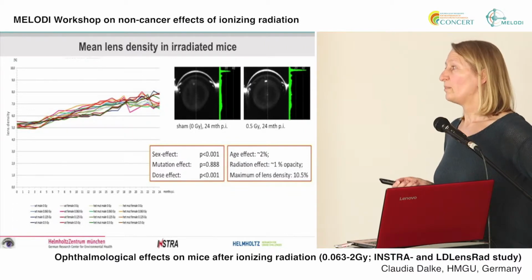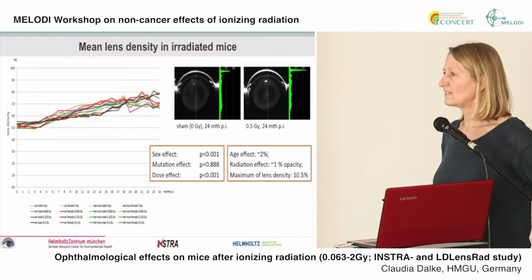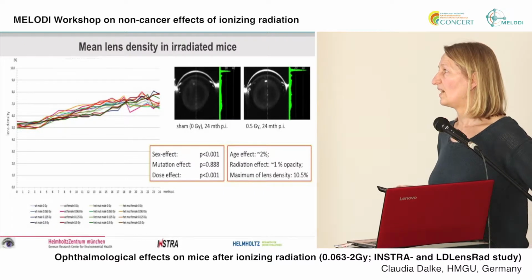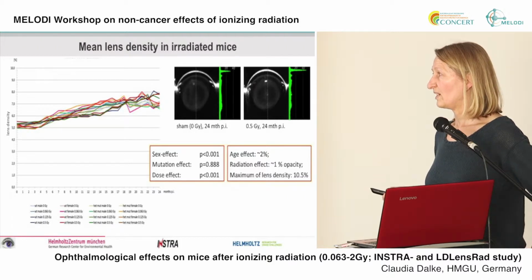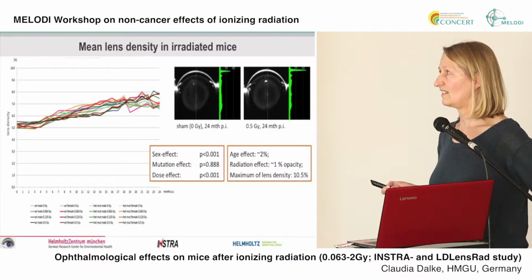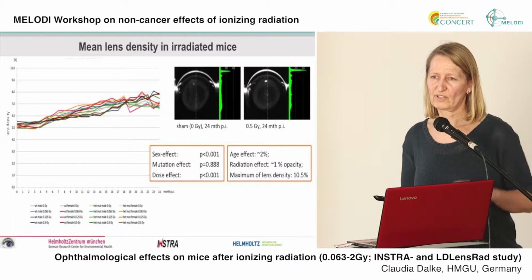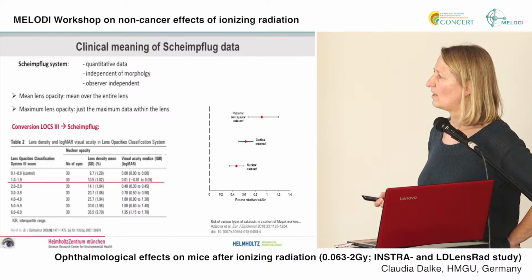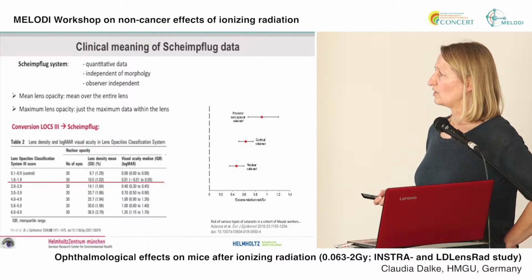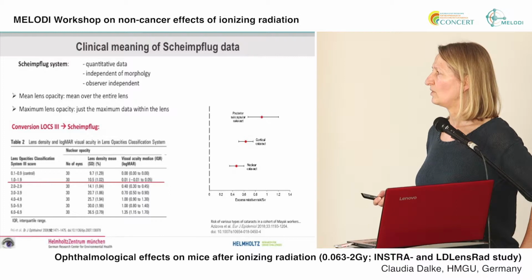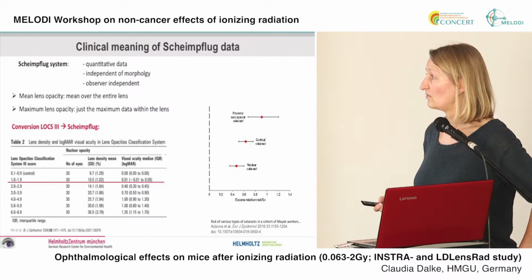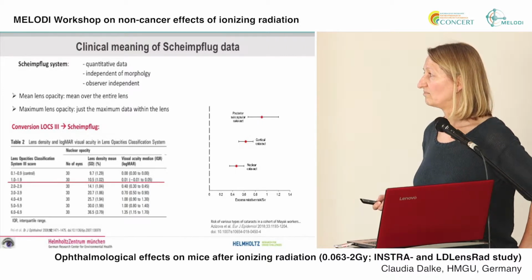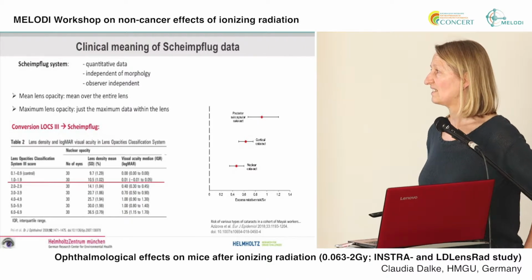But finally, when we did statistics of the data, we could find a sex effect and no mutation effect in our ERCC2 heterozygous mice. And we have a clear, significant dose effect, but again, it's not really clinically relevant, because clinical relevance is usually defined here. So I put the definition, it comes from humans. Visual acuity starts to be affected at a lens density of more than 10, so 14% lens density.